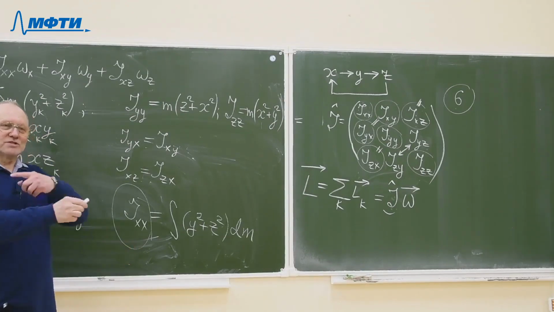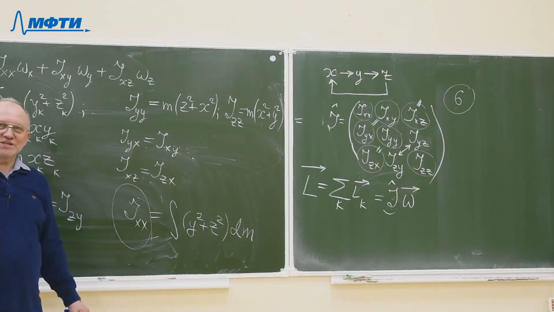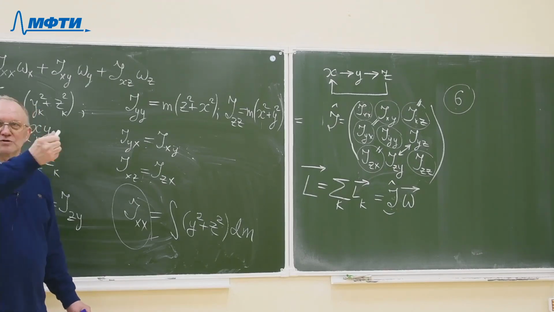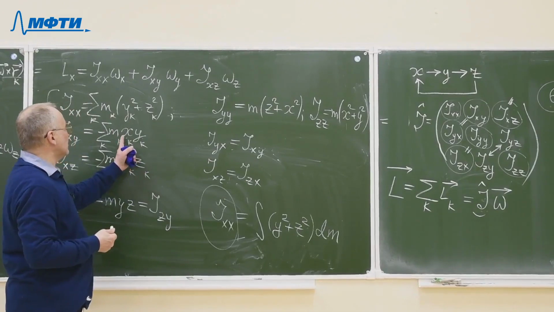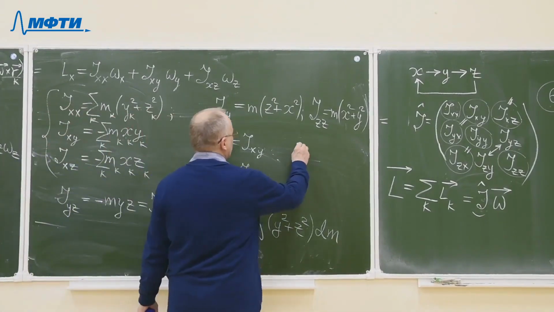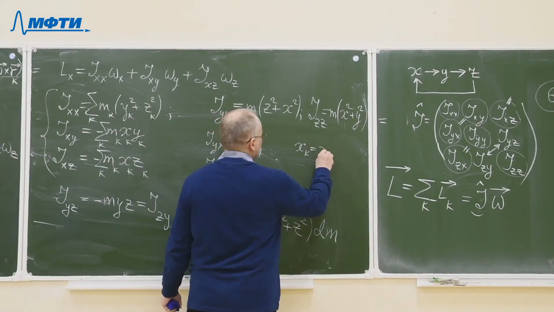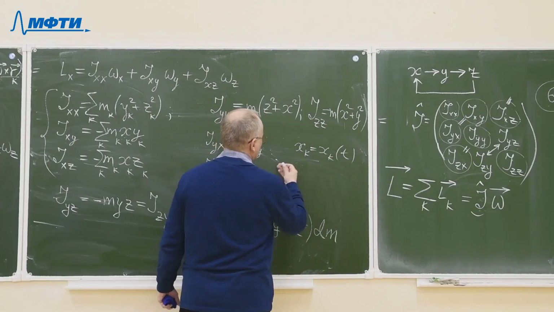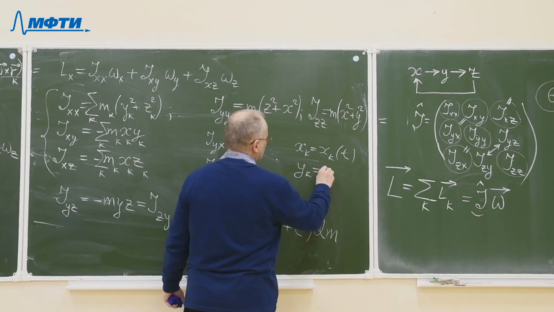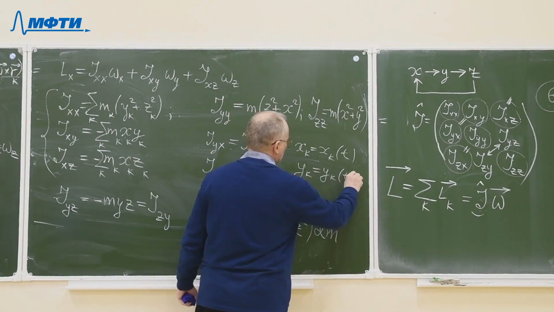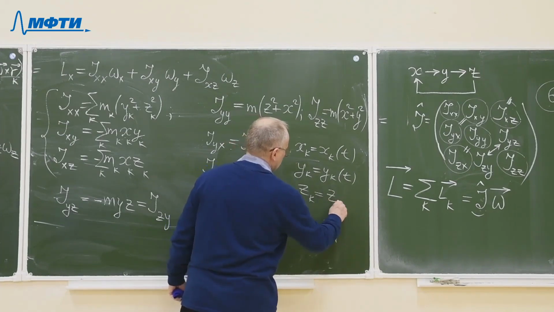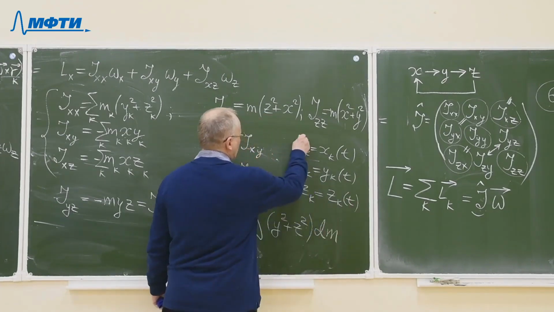But when the solid body rotates, the coordinates of each point change in time, because the point goes along some trajectory, a circular trajectory. So each point is a function of time. Xk is a function of time. And the y component of point number k is also some function of time. And the z component of point number k is also a function of time.